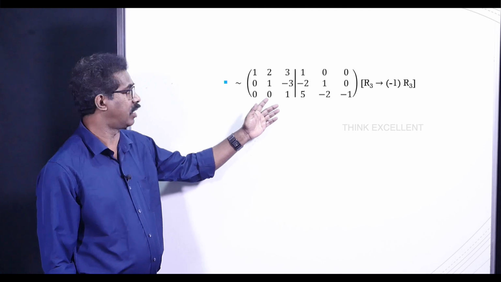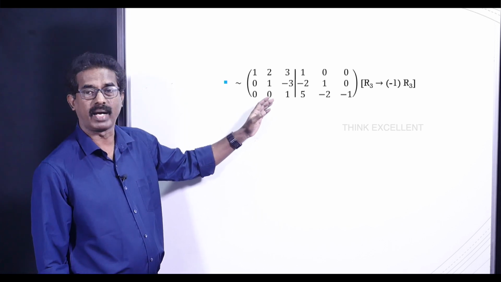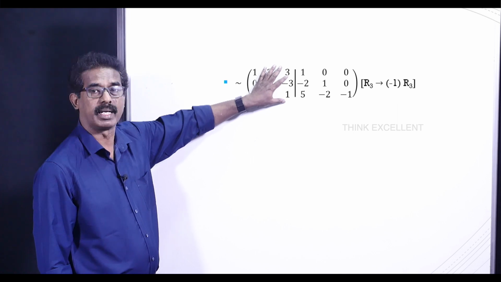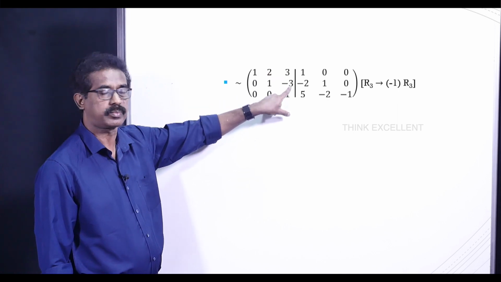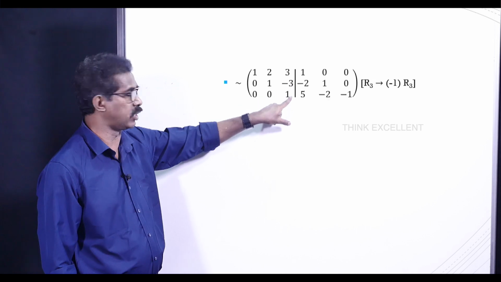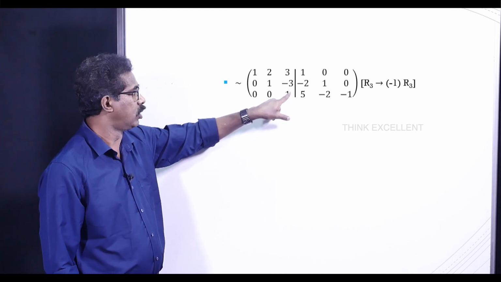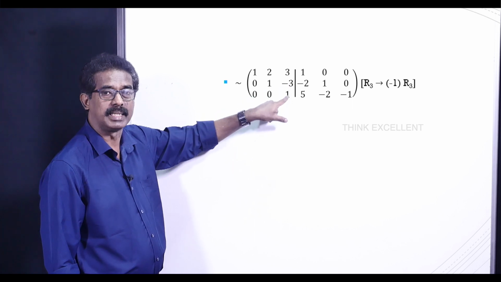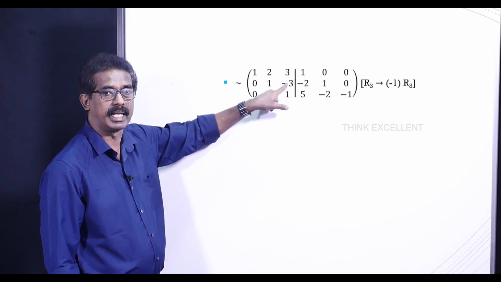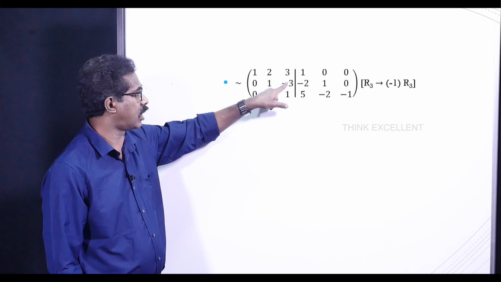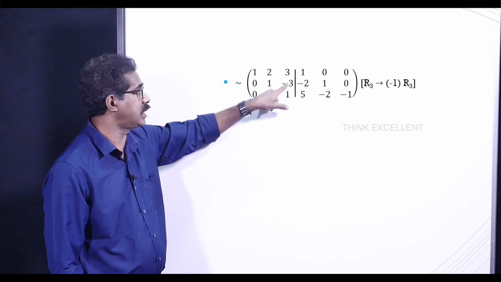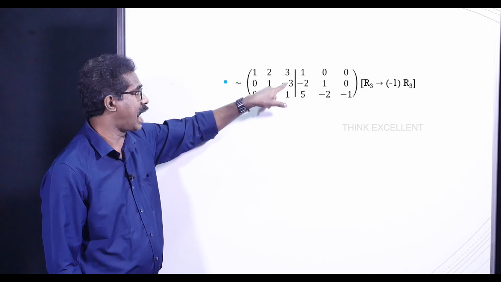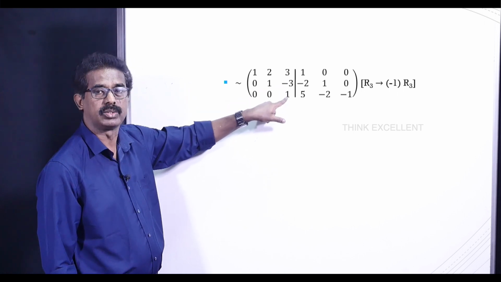But this is not enough. For rank it is okay, but to find the inverse, we want to make this a what? Unit matrix. So first you start from here. This minus 3, make it 0. Here we have 1, no? So minus 3 plus 3: multiply by 3 and add it. So R2 is R2 plus 3 times this. You multiply by 3 and add with this. Minus 3 plus 3, so you'll get 0 here.